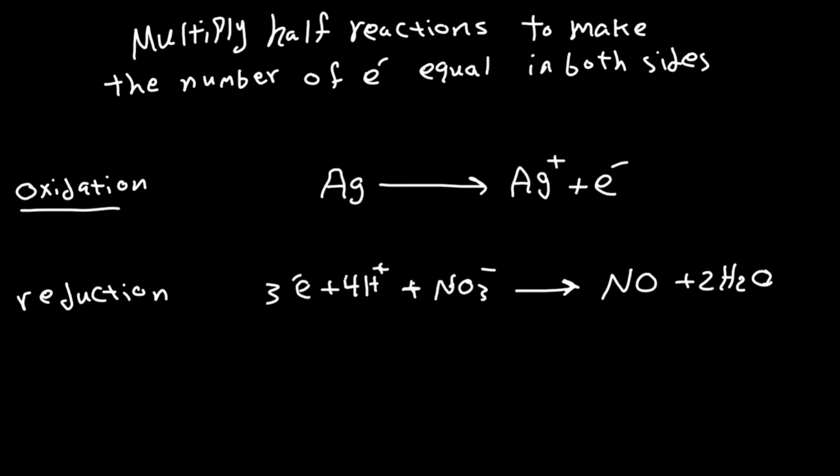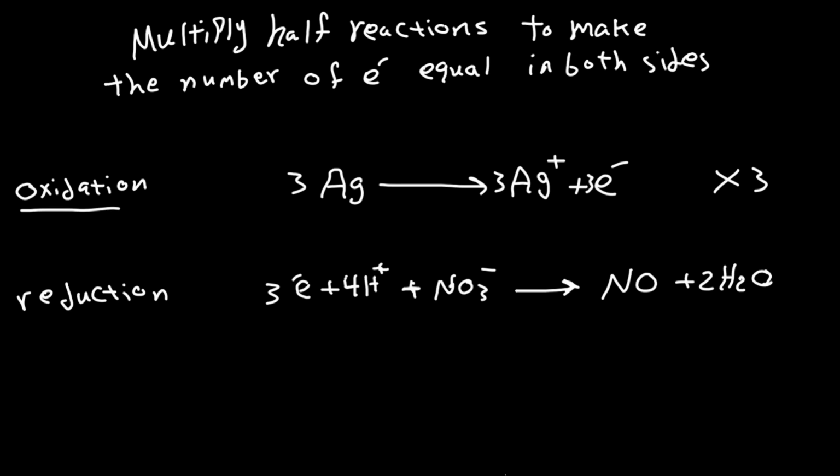Finally, the final step. We are going to multiply the oxidation reaction so that the electrons on this side are the same as in the reduction reaction on the other side. So we are going to multiply this whole equation by 3. Consider it as a math equation. 3 Ag, 3 Ag plus, and 3 electrons.